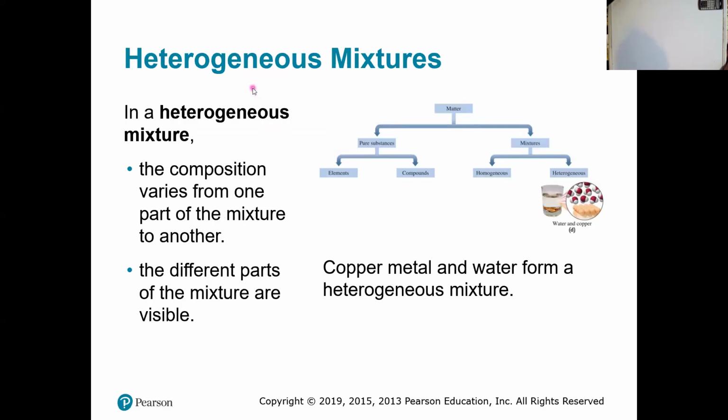The other category for our mixtures is the heterogeneous mixtures. And in our heterogeneous mixtures, the components that make up our mixture are going to be visibly different from one another. So when you look into a heterogeneous mixture, you'll be able to see the different parts of that mixture. An example would be if you had copper metal and water mixed together, you'd clearly be able to see the water versus the copper here. That's an example of a heterogeneous mixture. If you think about a bowl of cereal and milk, that's a heterogeneous mixture, right? You could see the milk, you could see the cereal.